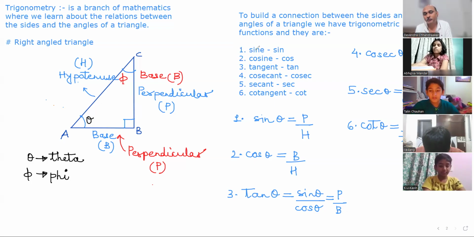Similarly, here, the press button is angle theta. So if we give angle theta to sine, what will it do? It will give us a ratio of the sides P and H.